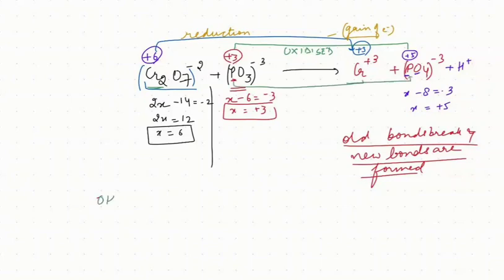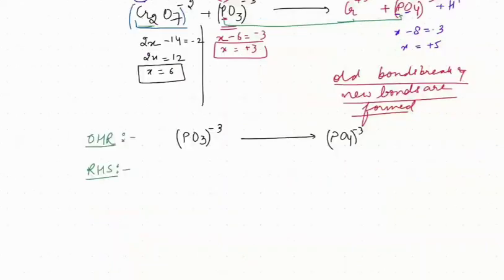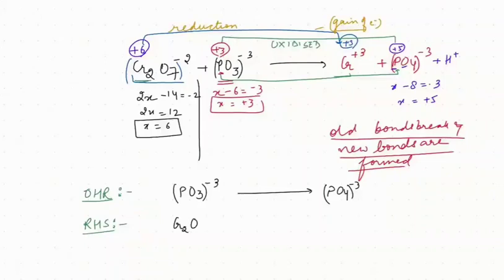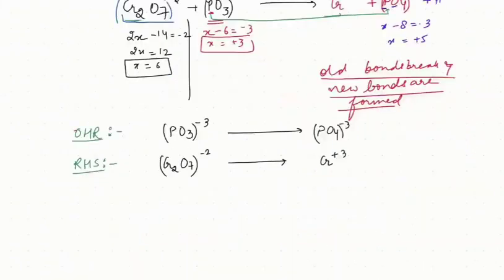So I'm going to separate the oxidation half reaction and the reduction half reaction. You understand? For the oxidation half reaction, I'm going to say PO3 -3 converts to PO4 -3. That's my oxidation half reaction. And what is the reduction half reaction? Cr2O7 -2 converts to Cr +3. Again, we follow the rule ACOH. The ACOH is what? Atom, charge, oxygen, and hydrogen.